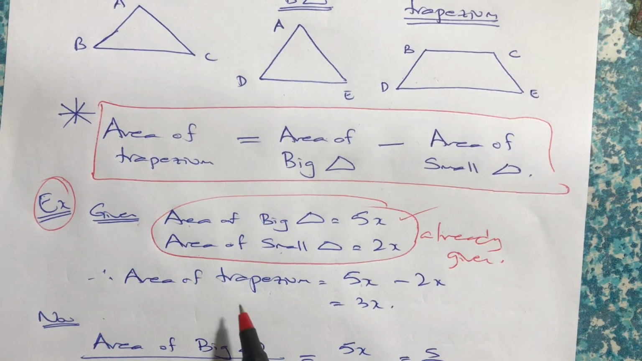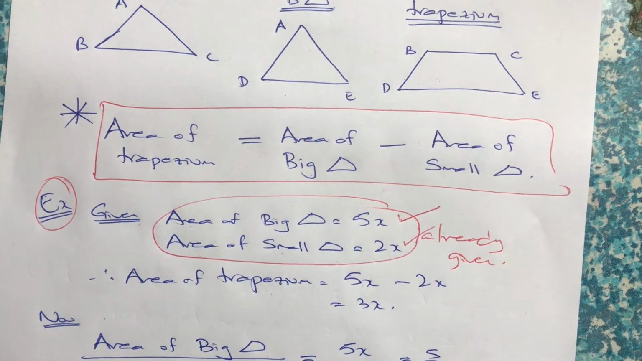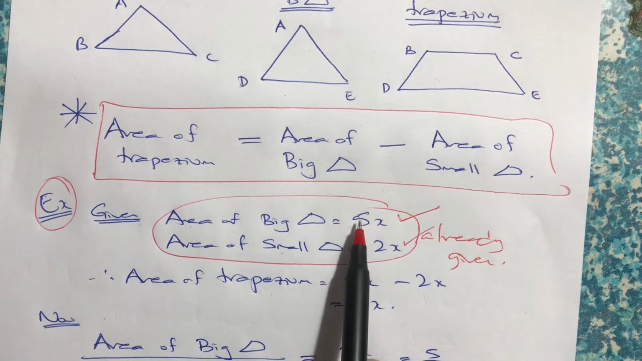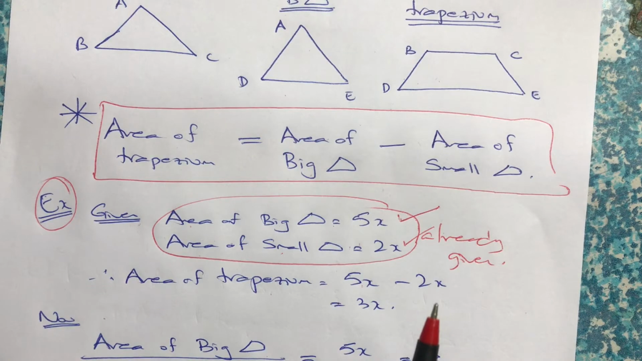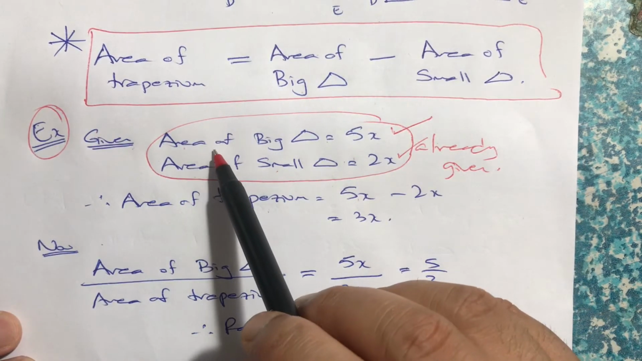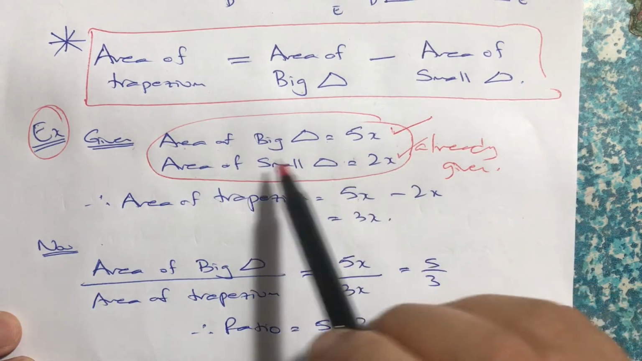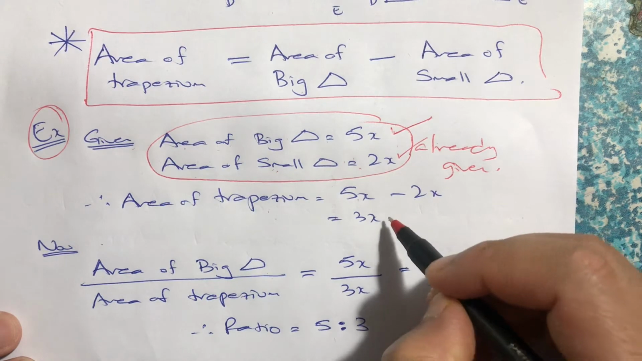So that's how we find the area of the trapezium. If I know the values of the big triangle and the small triangle's area, I can easily find the trapezium's area by subtracting the two of them. Okay, clear? So let's say in this one we've already found out the area of the big triangle as this much, area of the small triangle this much, and then I use these two to get my area of the trapezium, that is this.